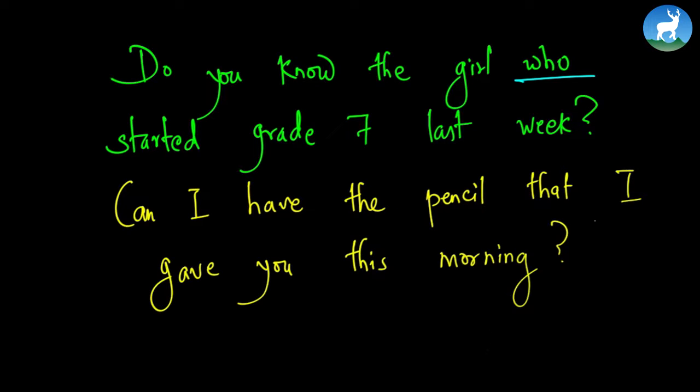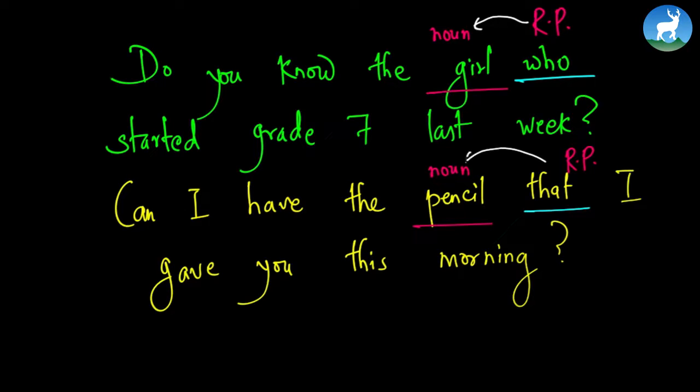If you look at these two examples, we have two different words acting as a relative pronoun. I'm going to write RP for relative pronouns. What is this relative pronoun doing? It is identifying, or rather defining, the noun that precedes it. The girl is the noun in the first sentence, while the pencil is the noun in the second sentence. The relative pronoun is defining the girl, while in this case, it is defining the pencil. All right?